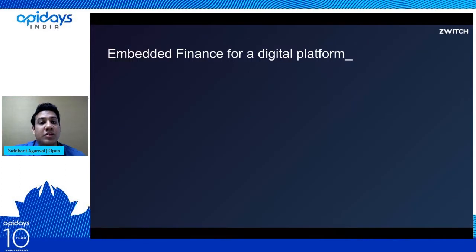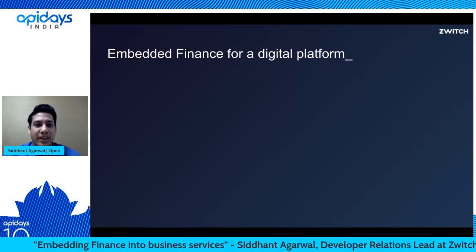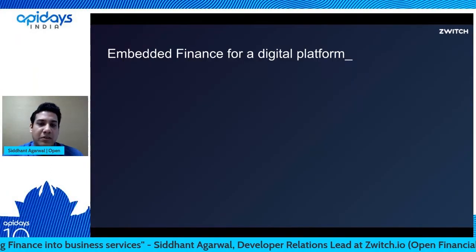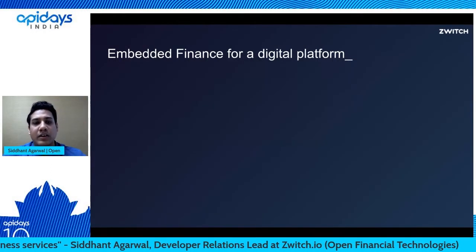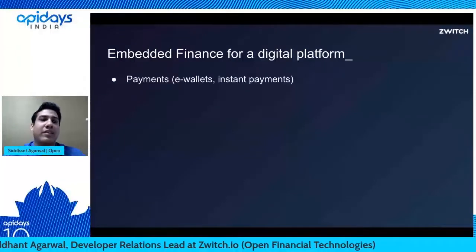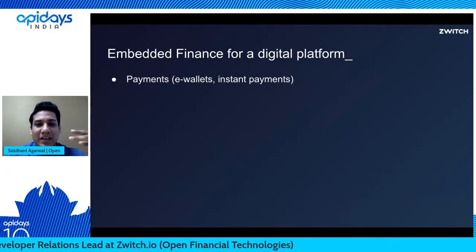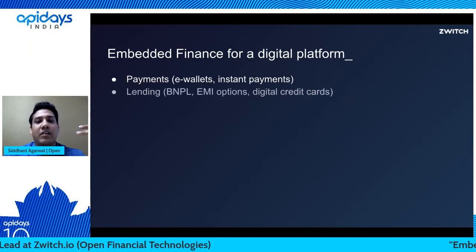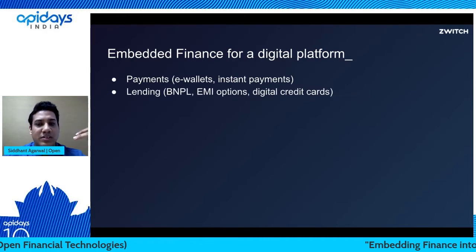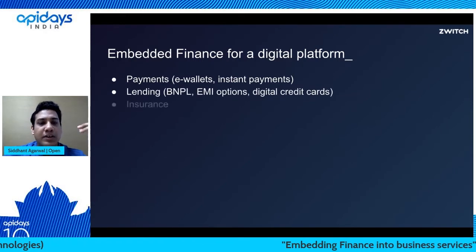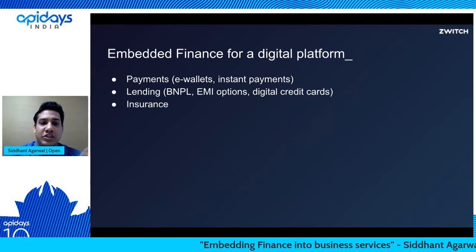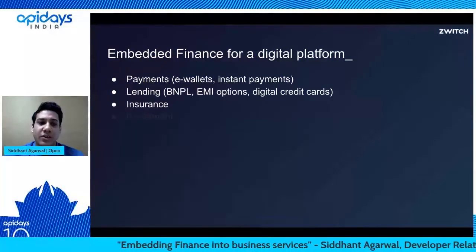Now, when it comes to the usage of embedded finance, there are four major use cases of EF for a digital platform. So, the first one being your payments, like your e-wallets or instant payment. The second one being your lending, like your BNPL, EMI options, digital credit cards. The third one, where we're seeing a lot of traction, is insurance, and the fourth one is your investments.